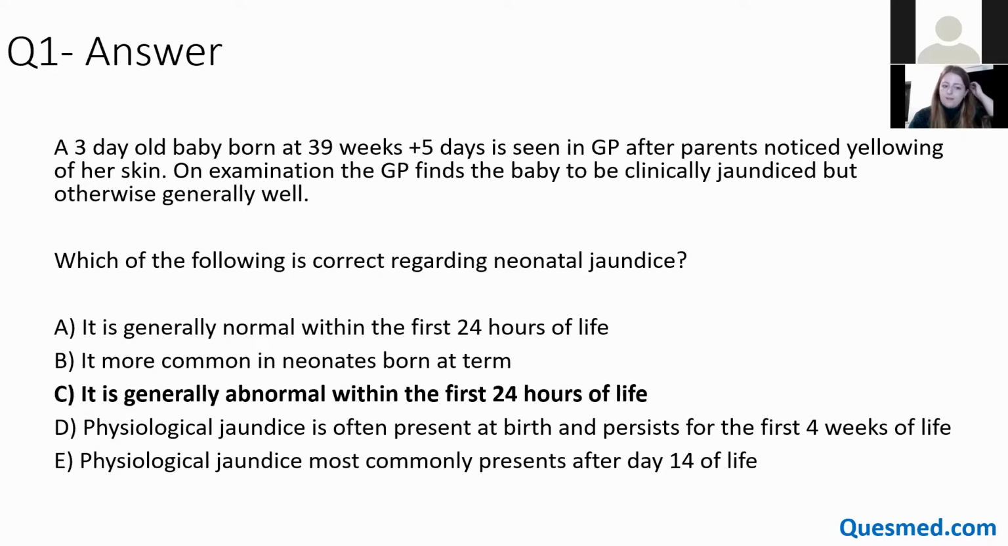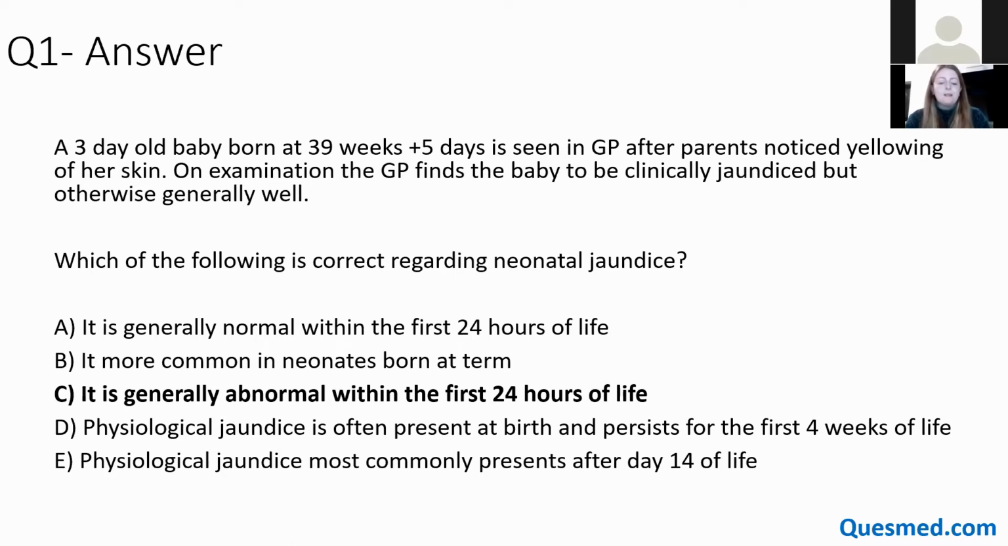So yes, most of you are correct. It's C. It's generally abnormal within the first 24 hours of life. And if you remember nothing else about neonatal jaundice, that's the key thing to remember, I'd say. So if we just briefly run through all of the possible answers there. A, generally normal within the first 24 hours of life is obviously incorrect because C is the correct answer. It's generally abnormal.